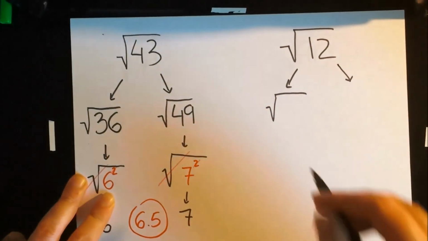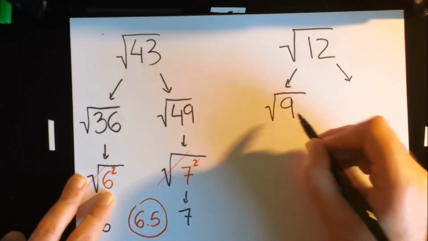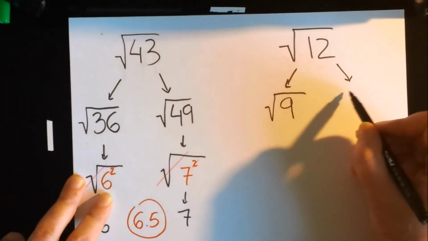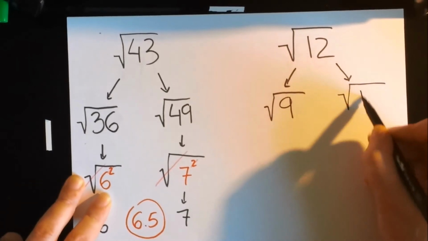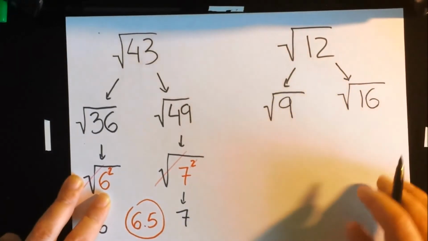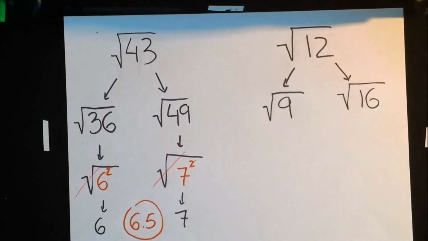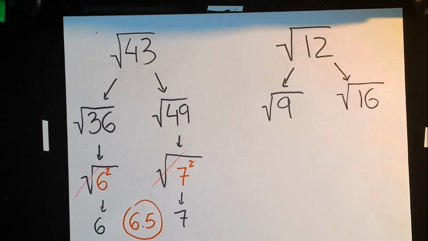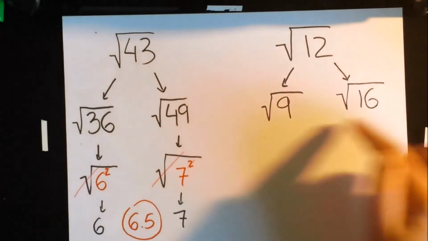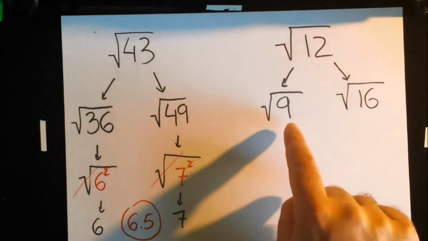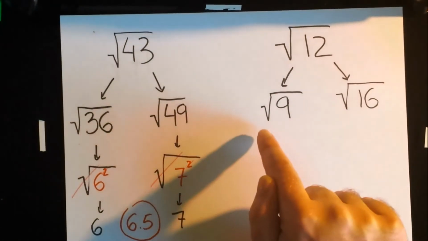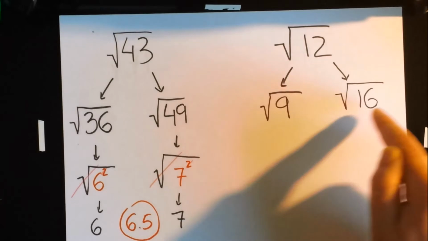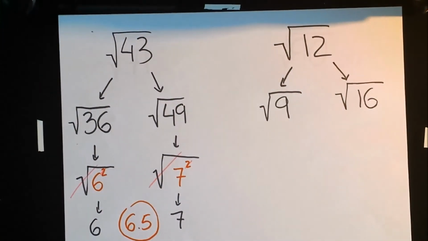Well, if you said the one below is 9, because that's 3 times 3, and the one above it is 16, 4 times 4, you would be absolutely correct. Next step, what are the two simplifications of the radical to the second power of 9 and the radical to the second power of 16? What are those simplified to?